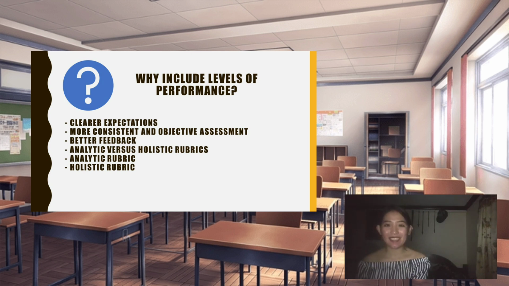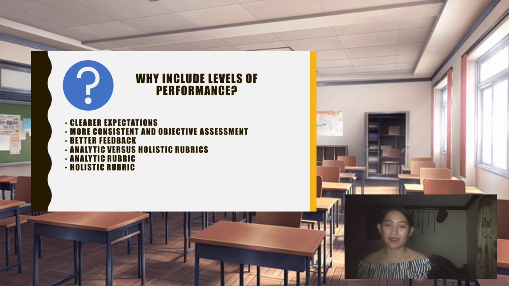Okay. Next is more consistent and objective assessments. In addition to better communicating teacher expectations, levels of performance permit the teacher to more consistently and objectively distinguish between good and bad performance, or between superior and poor performance, when evaluating student work. Next is better feedback. Furthermore, identifying specific levels of student performance allows the teacher to provide more detailed feedback to the students, so the teacher and the student can more clearly recognize areas that need improvement.